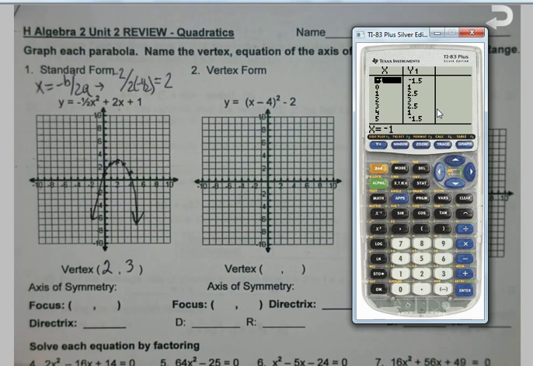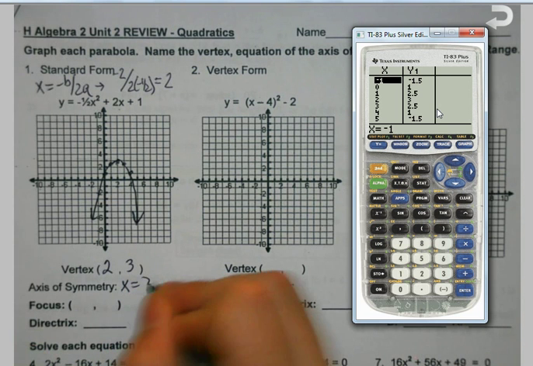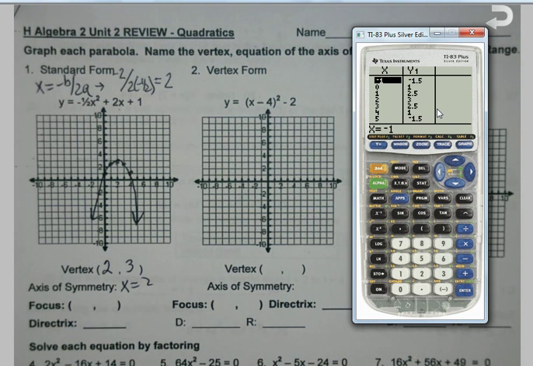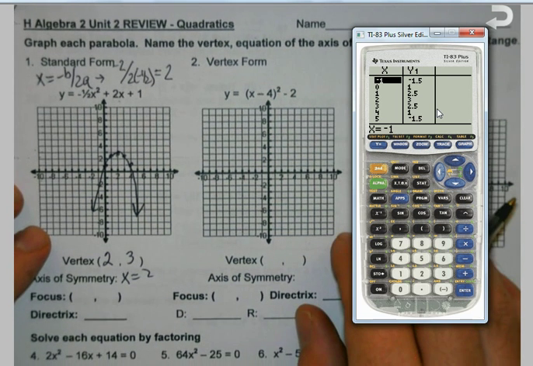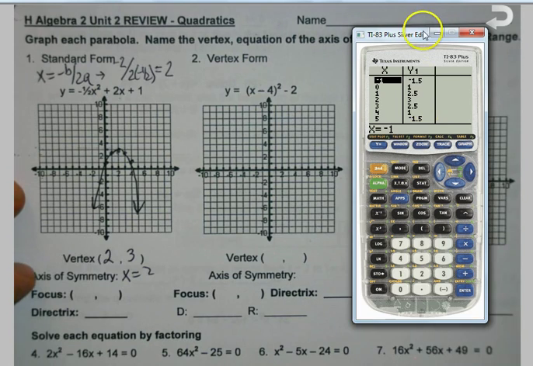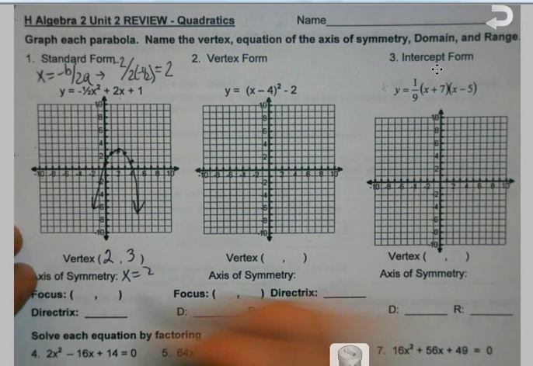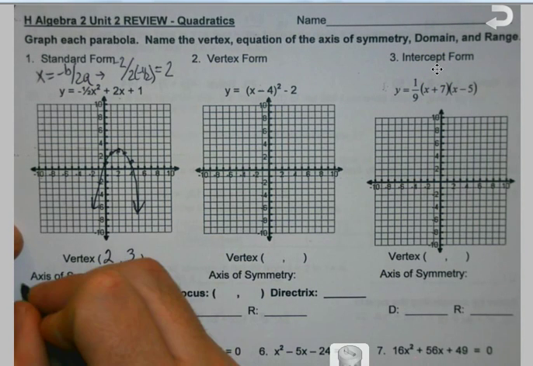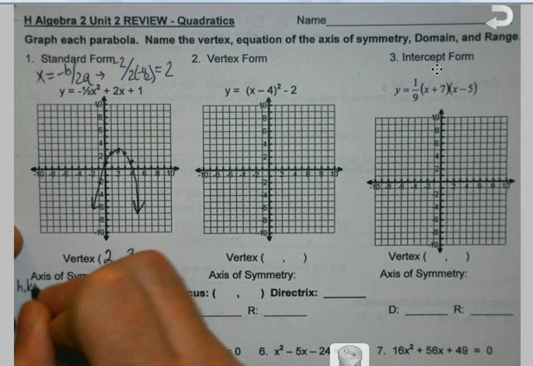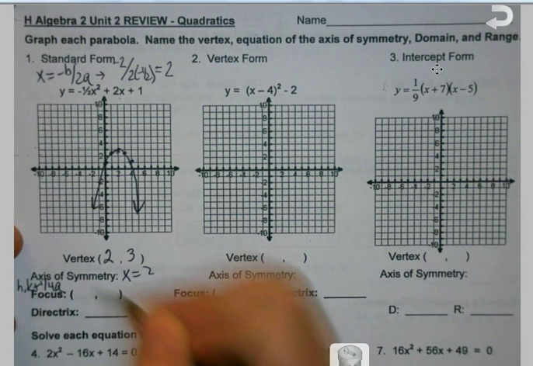My axis of symmetry again is just the x value of my vertex. You have to have the x equals. If you just put 2, that's not telling me that's the equation of a line, so you do need to have that. My focus, as we had up before, is going to be h, k plus 1 over 4a.